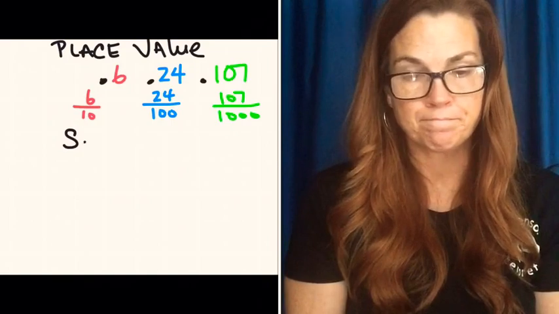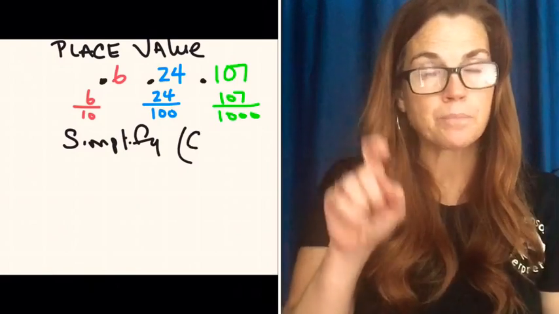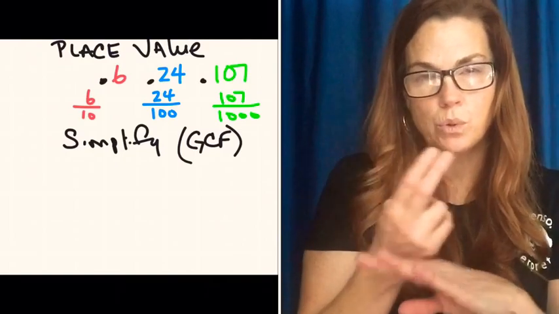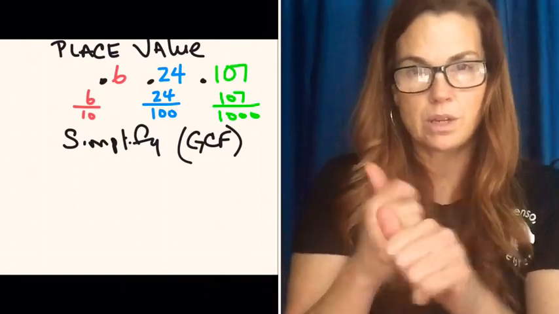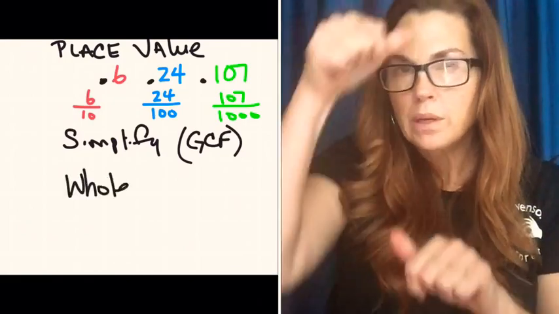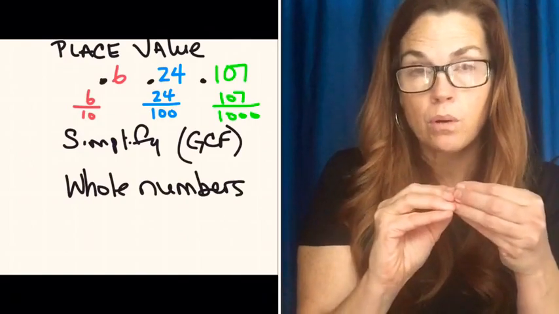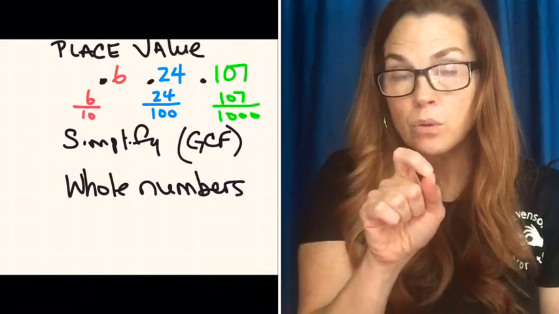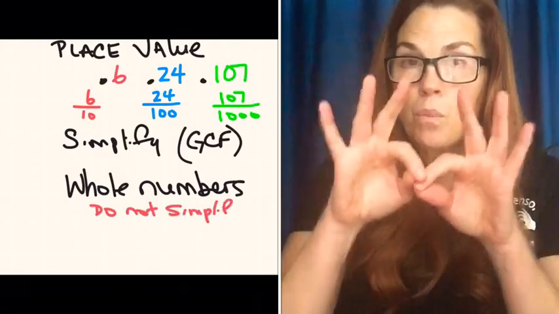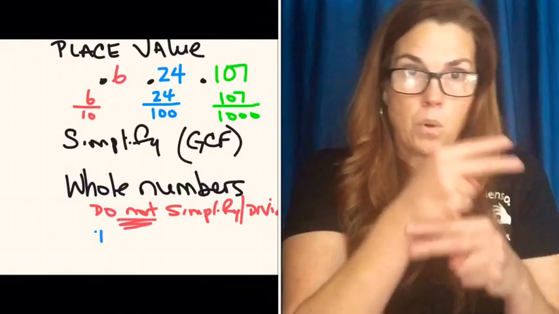Then it's important that I look to simplify, which means I need to understand common factors, and preferably the greatest common factor. I'm going to use that to simplify my fractions every time they can be simplified. And then finally, I need to remember whole numbers. If I have a whole number in my decimal being rewritten as a mixed number, I do not simplify or divide my whole number. Do not. But also, do not forget it either.